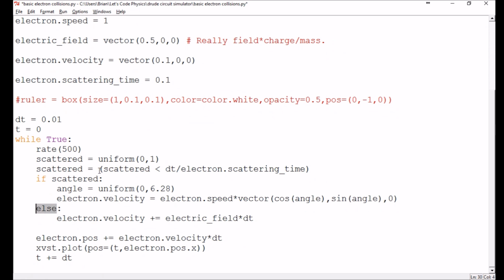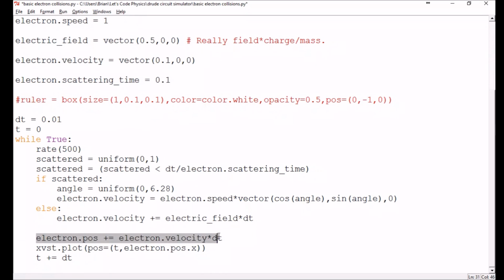Otherwise, if it's not being scattered, which should be most of the time, right, because our scattering time is 0.1, our dt is 0.01, so we're taking 0.01 divided by 0.1, so that's the same thing as 0.01 times 10, so this is a 1 in 10 chance of having a scattering event. So 1 out of every 10 times we should get a scattering event, but 9 out of every 10 frame increments we should get just normal acceleration behavior. Our velocity gets updated by the electric field times dt. I am fully committing myself now to the plus equals notation that is so convenient in Python.